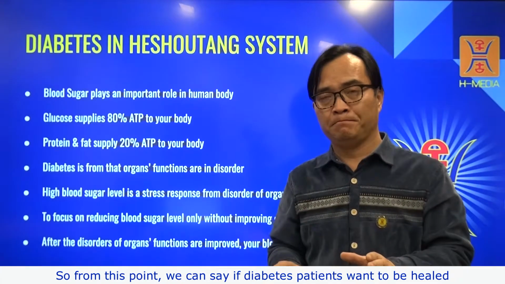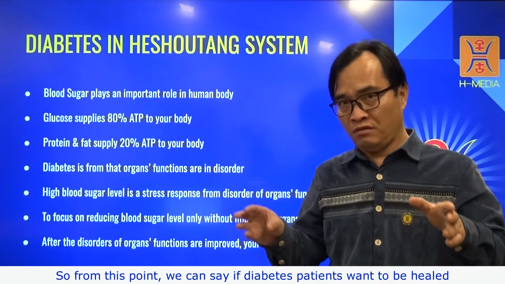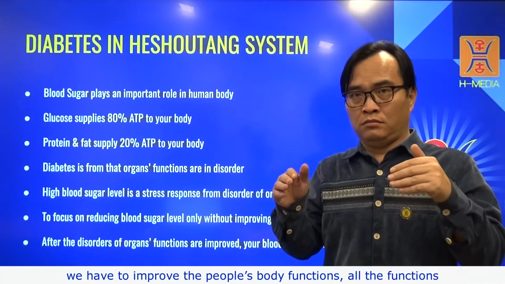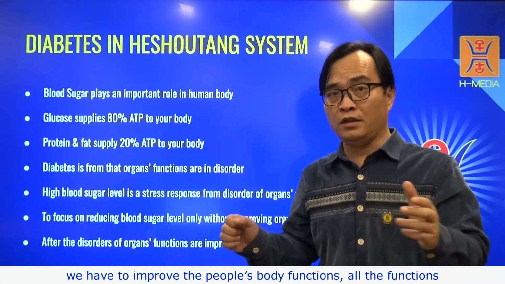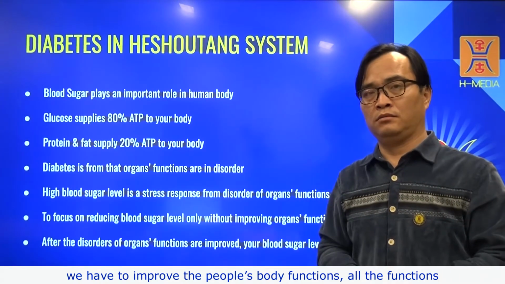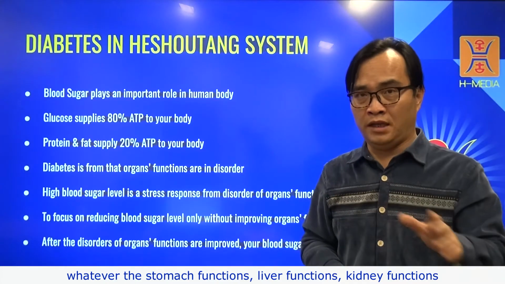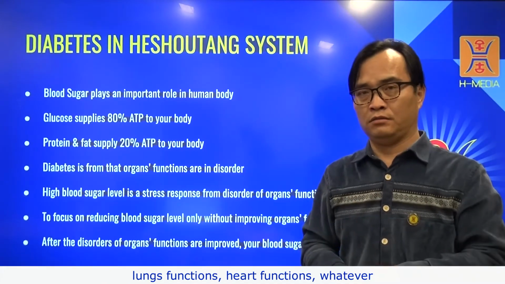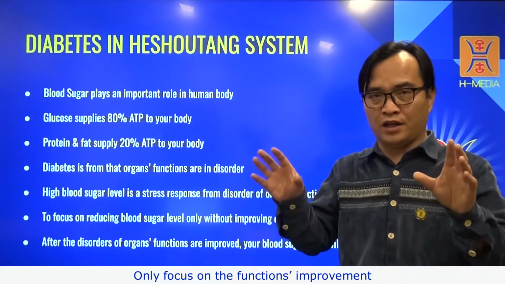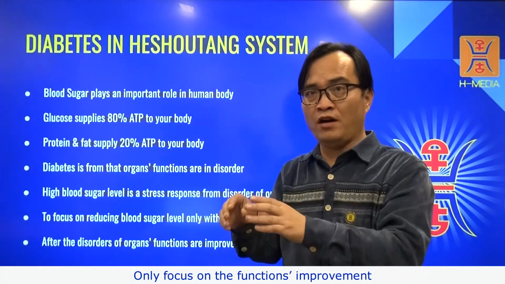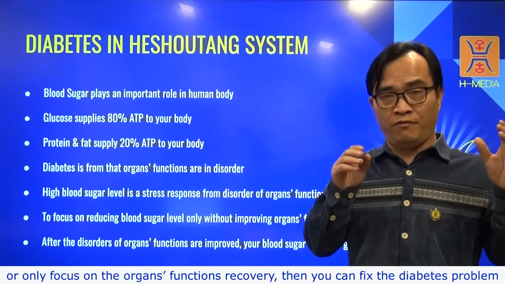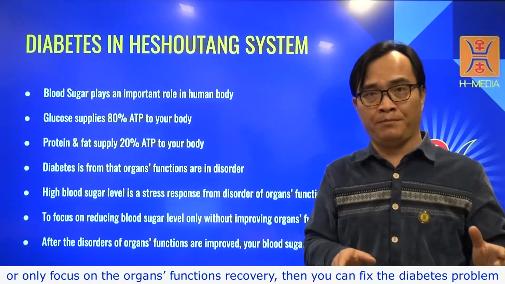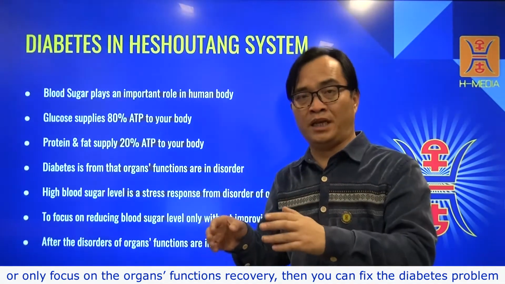So from this point, we can see if diabetes is to be healed, we have to improve the people's body functions, organ functions, whether the stomach functions, liver functions, kidney functions, lung functions, heart functions, whatever. Only focus on the function improvement, or organ function recovery. Then you can fix the diabetes problems.